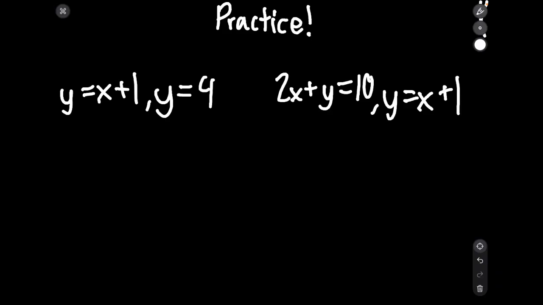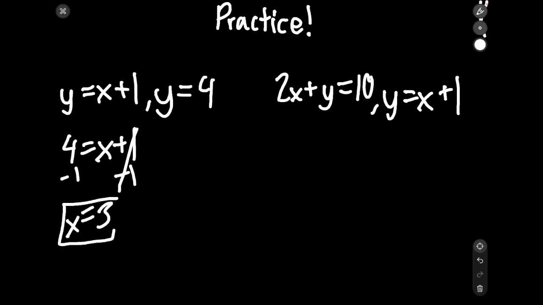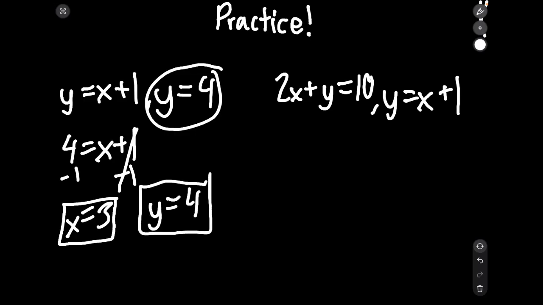Okay, let's check. For the first one, we have y equals x plus 1, and then y equals 4. We could just substitute 4 for y in the first equation. So then we get 4 equals x plus 1. Then we subtract 1 on both sides, and then we just get x equals 3, and then we know y equals 4. And those are our answers. As a point, this would just be (3, 4).